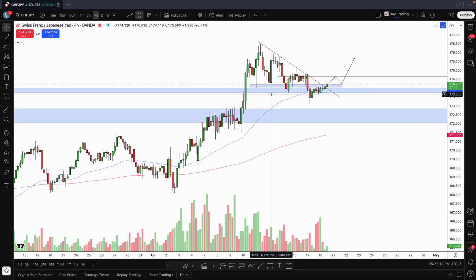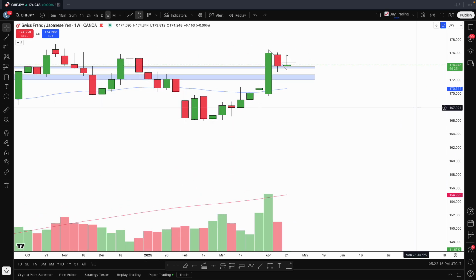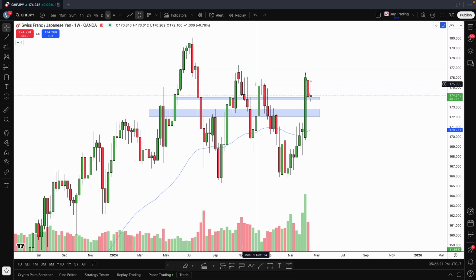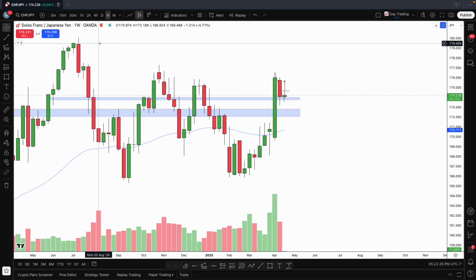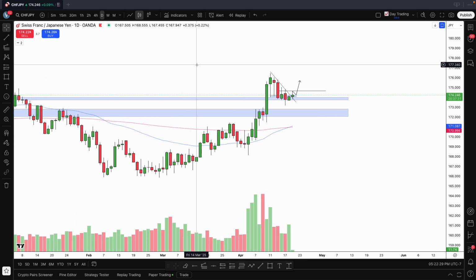The next pair we're going to is CHF-JPY. If you look at weekly, it is pretty much bullish. Price broke above this lower high, price gave us a retracement, a bearish candle. If you go down to daily, it is still bullish.